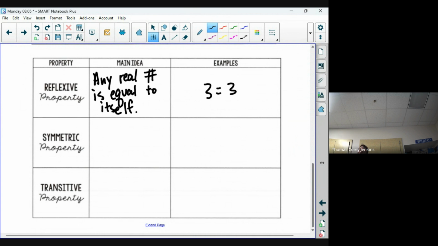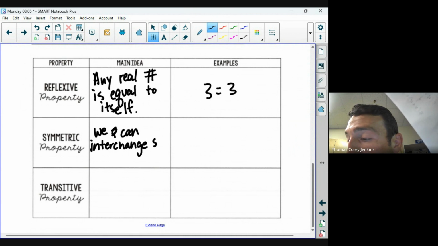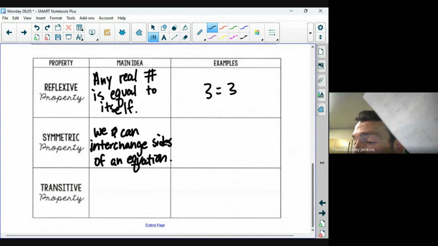And then the symmetric property. Sometimes if you don't have a good grasp of this one, it can cause you some trouble when you're solving equations. Basically, this says we can interchange sides of an equation. I'll give you a second to get caught up there. We can interchange sides of an equation, and it preserves the truth value of the equation.